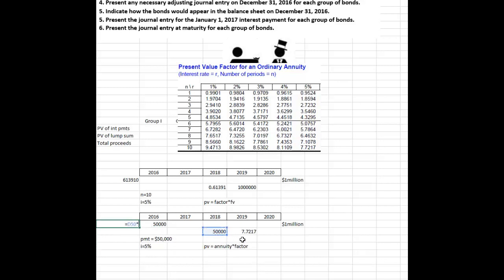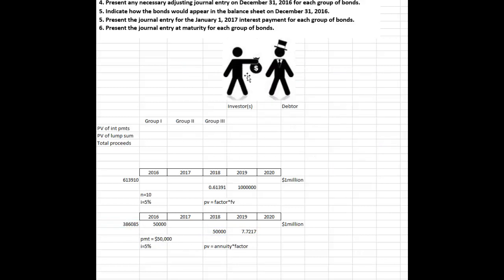We said the annuity is 50,000, so the present value of this portion of the contract is the 50,000 times the 7.7217. So in other words, the investor, which is very smart, is going to give us $386,085 for this portion of the contract. But a bond has 2 pieces of the contract. This one big payment, and they'll give us this amount for that one big payment, and all these $50,000 payments made along the way, and those are worth this.